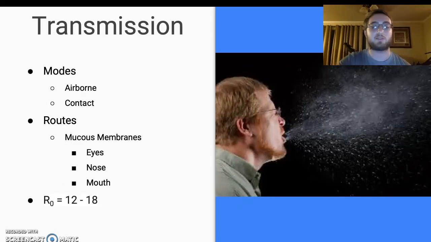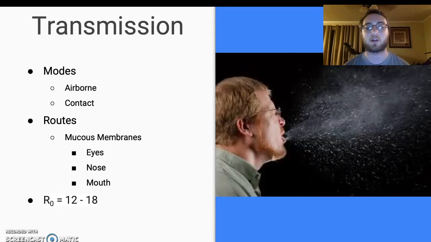So the modes of transmission for measles are both contact and airborne. Coughing and sneezing are common symptoms for measles, and this allows for droplets to spread the disease. One of the reasons that measles is so contagious is that the virus can survive for 2 hours on surfaces outside of the body. If someone breathes in the airborne particles or touches an infected surface before touching their eyes, nose, or mouth, they will contract the disease.